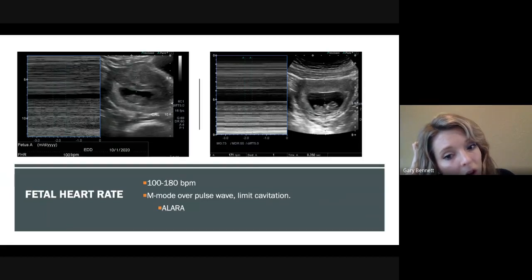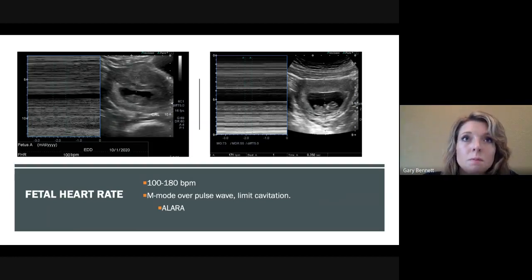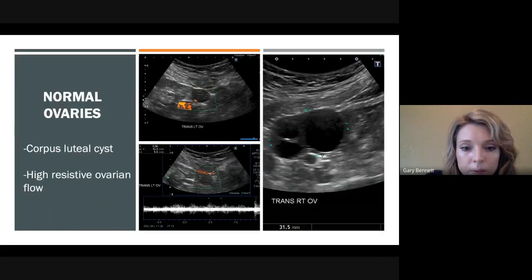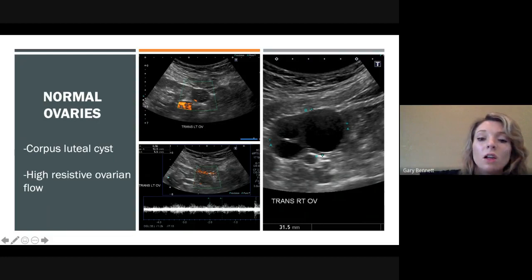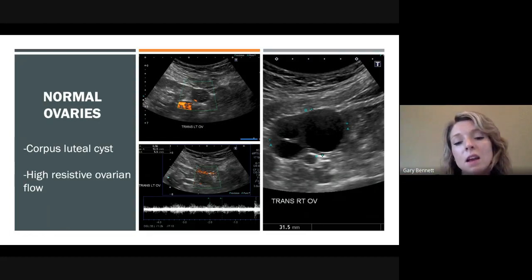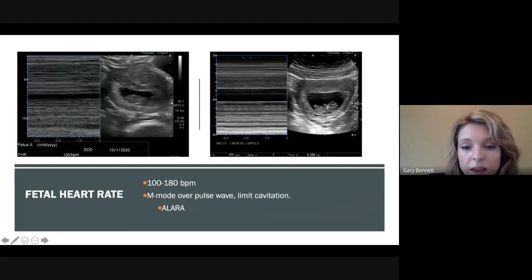There's something we call ALARA, as low as reasonably achievable. So there's multiple ways to obtain a heart rate, which I'm sure you're aware of. The pulse wave is one that's often used, and that's what this was. This is pulse wave right here. So you can see a typical heart rate where you can see the systolic and the diastolic and measure the resistive indices. And you can kind of see it pumping like we would see almost in an EKG or something. This is M mode.